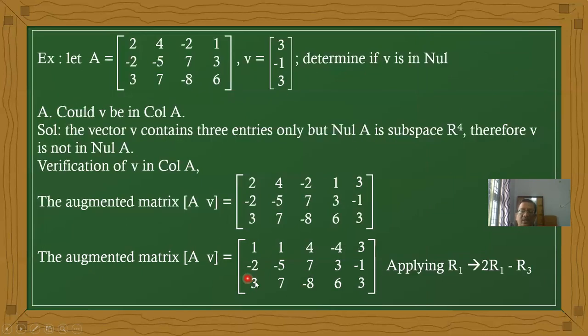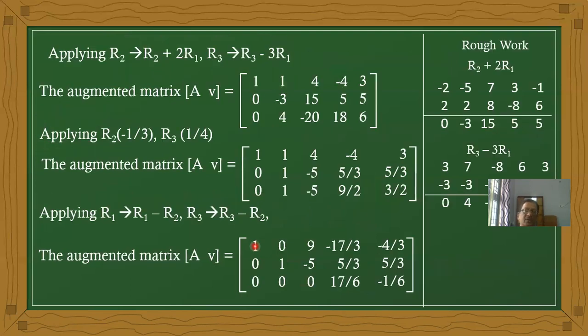Next now. Here it should be 0 now. How does it happen? R3 belongs to the third row, and here the 3 must come from R1 now. Therefore R3 minus 3 times R1. Therefore the third row operation is R3 minus 3R1 now. Now therefore the first row values are the same as they are. There is no change in the first row.